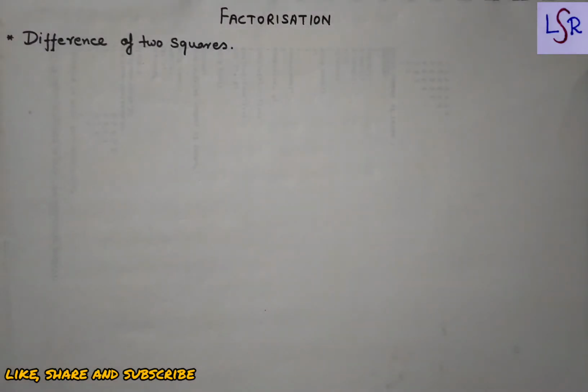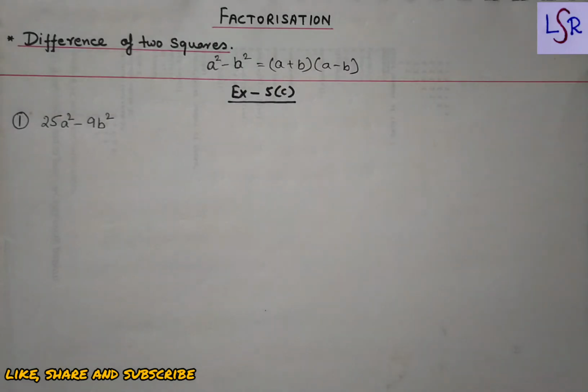Hello everyone. Today we are going to do the questions of factorization, which will be based on the difference of two squares. And here is the identity which we are going to use. Now let's start with the exercise 5C and do the first question over here.